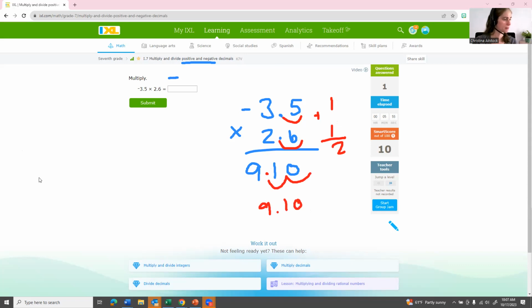I do remember that I have a negative sign. So we're going to place that there. And of course, we don't need the trailing zeros. So your final answer in the most simplified form would be -9 and 1/10.